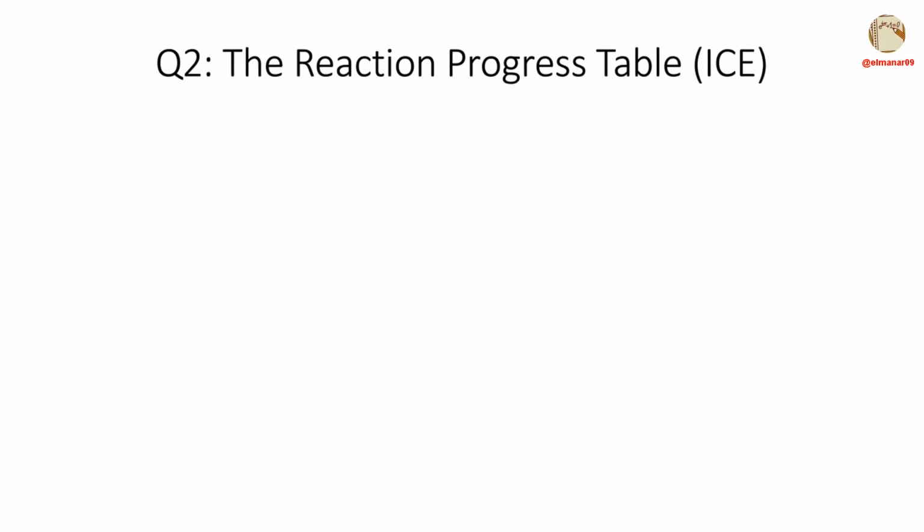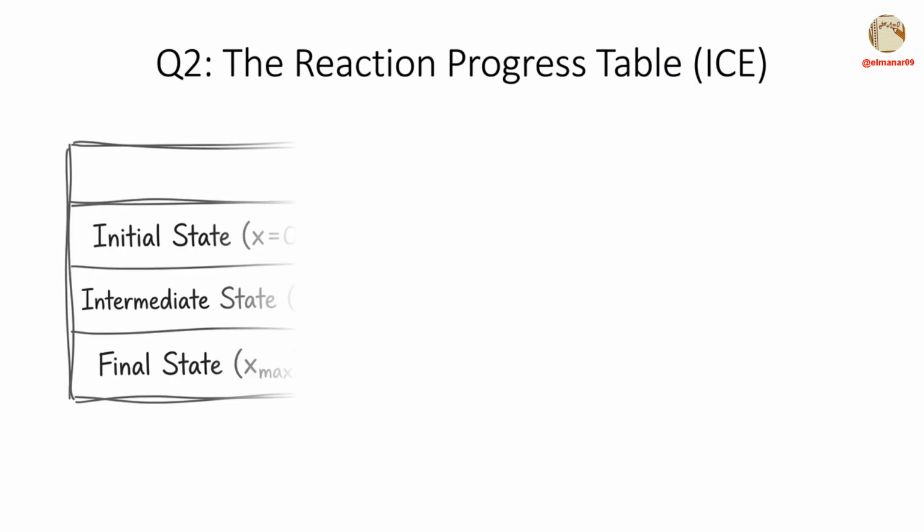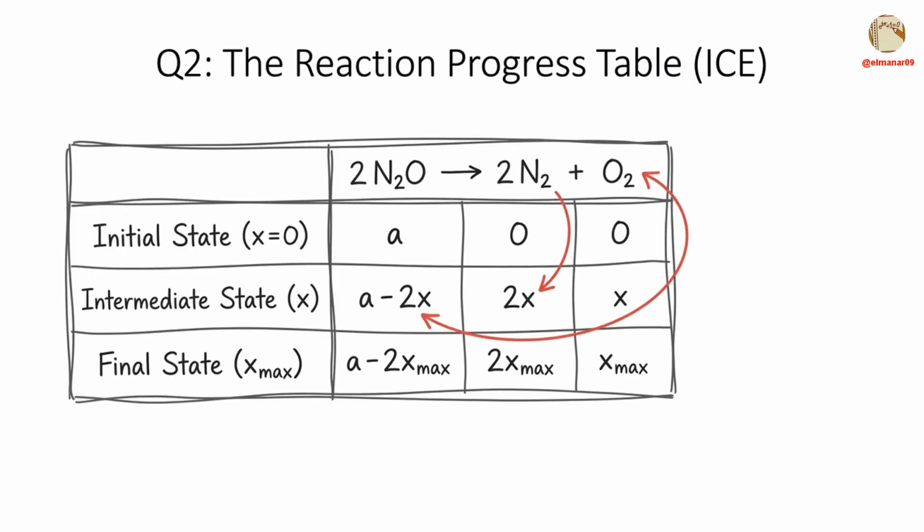Now, for question 2, the reaction progress table. Think of this as chemical bookkeeping. We track 3 states. 1, the initial state, x equals 0. We have A moles of reactant and 0 products. 2, the intermediate state, x. The reaction is happening. Stoichiometry tells us the pace. For every x moles of O2 formed, we must have formed 2x moles of N2. Simultaneously, 2x moles of our reactant N2O must have been consumed, leaving us with A minus 2x.